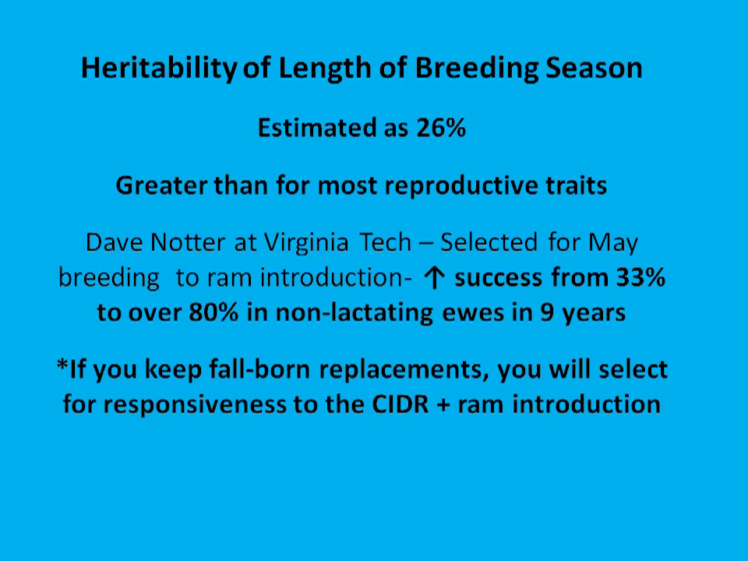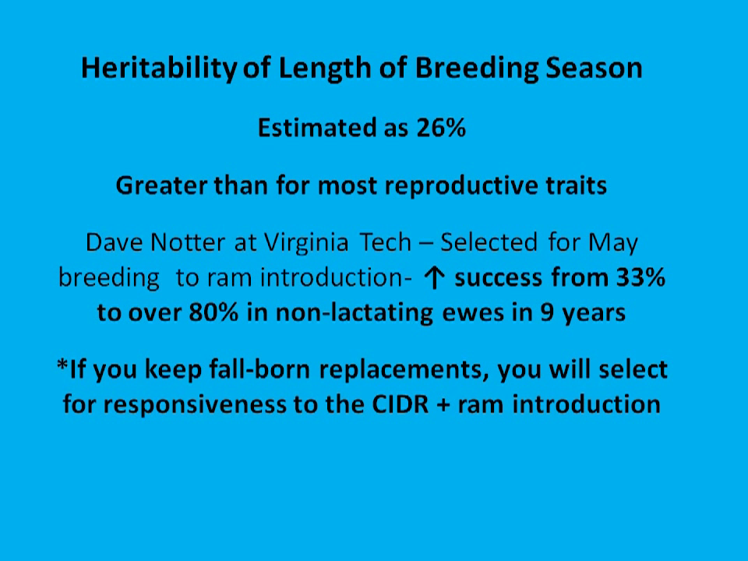Dave Notter used that over at Virginia Tech and increased the success of breeding out of season in a group of three-way cross ewes from about 33% when he started to over 80% in a 9-year period of selection. So we can select for the ability to breed out of season.